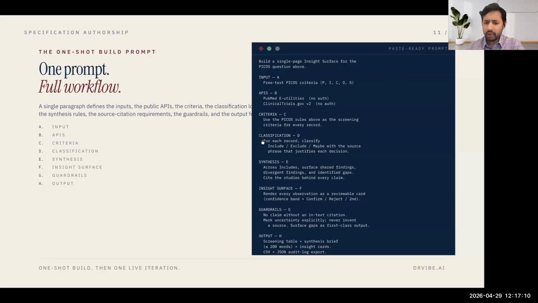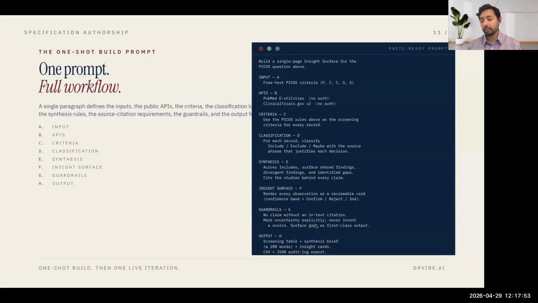And then this is our criteria, and then classification is like our inclusion exclusions, and this is how it's synthesized. So cross includes surface shared findings, divergent findings, identify gaps, cite the studies behind every claim, and then in the insight surface, render every observation as a reviewable card, and then confidence band. So this is if you want to have a confirm, reject, or get a second opinion. And the third is the guardrails. So just make no claims without any in-text citation. So this keeps the LLM narrowed down into that area, and then mark uncertainty explicitly.